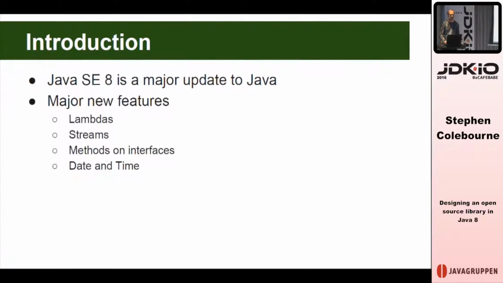In terms of the language features it added, Lambdas is quite a big one. So we've got new features of Lambdas, streams, methods on interfaces, which I rather like, and the date and time library. I'm not going to talk about the date and time library in this talk, because I'll be talking about that in 2 hours' time.